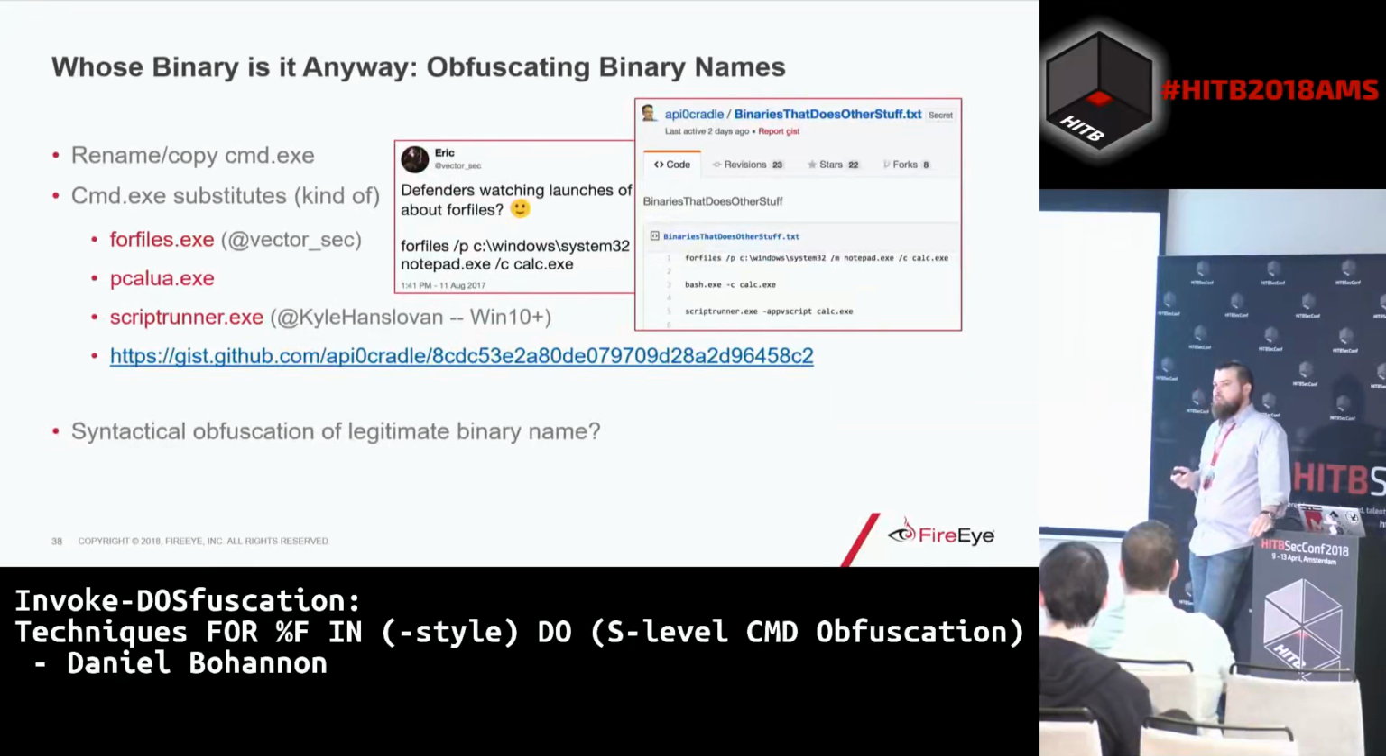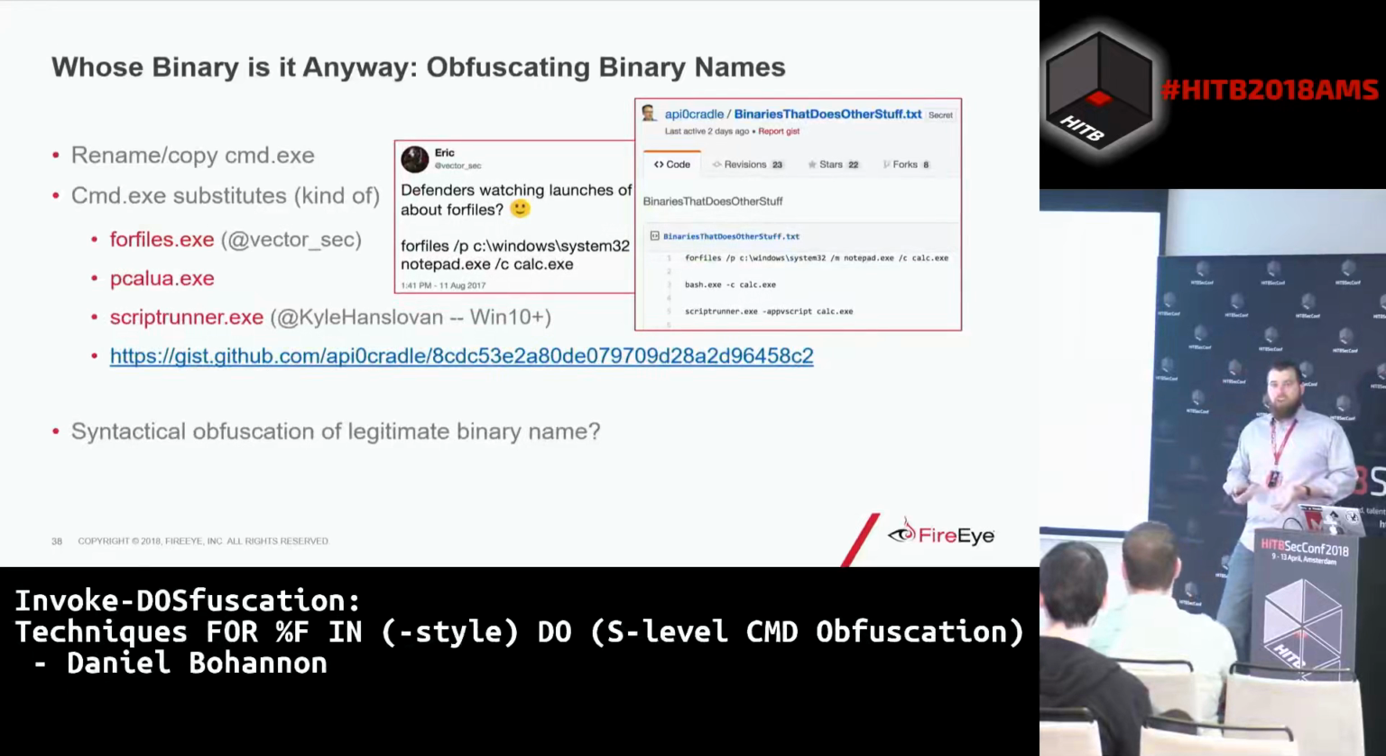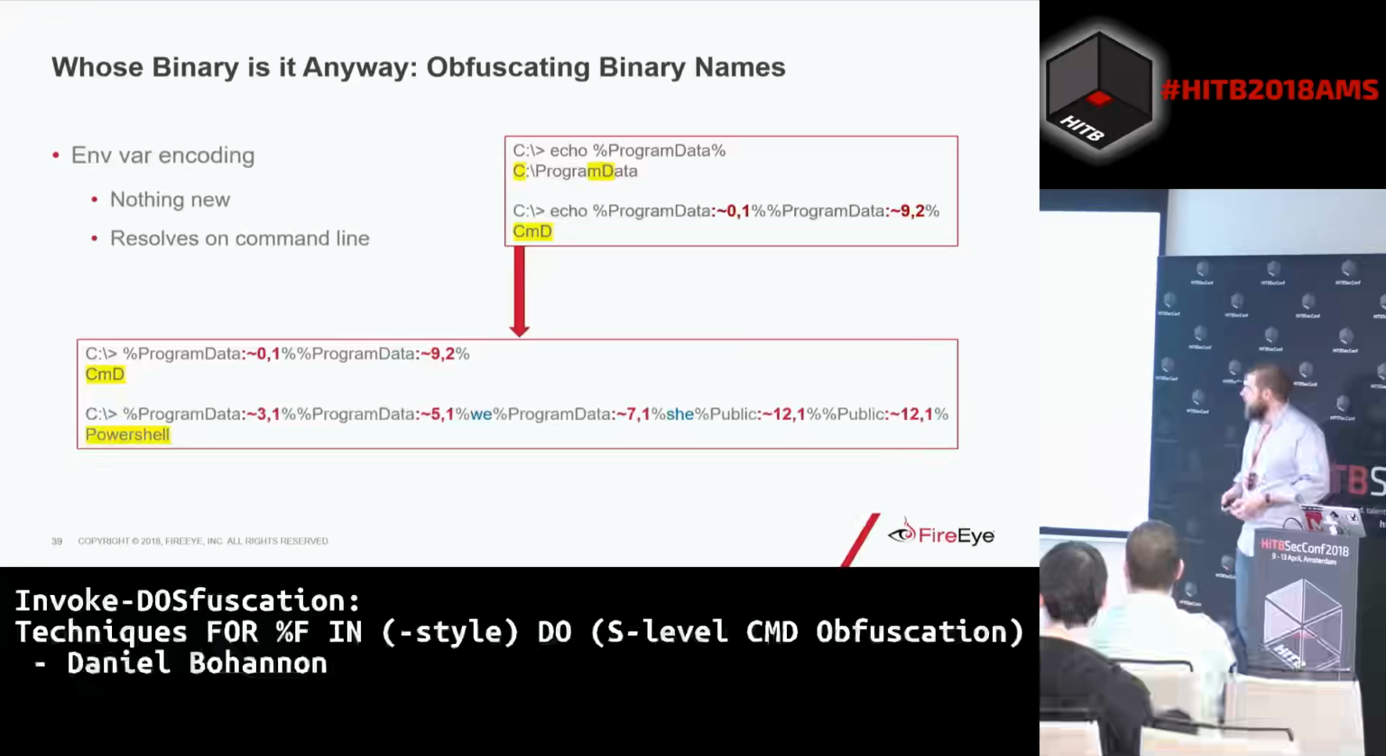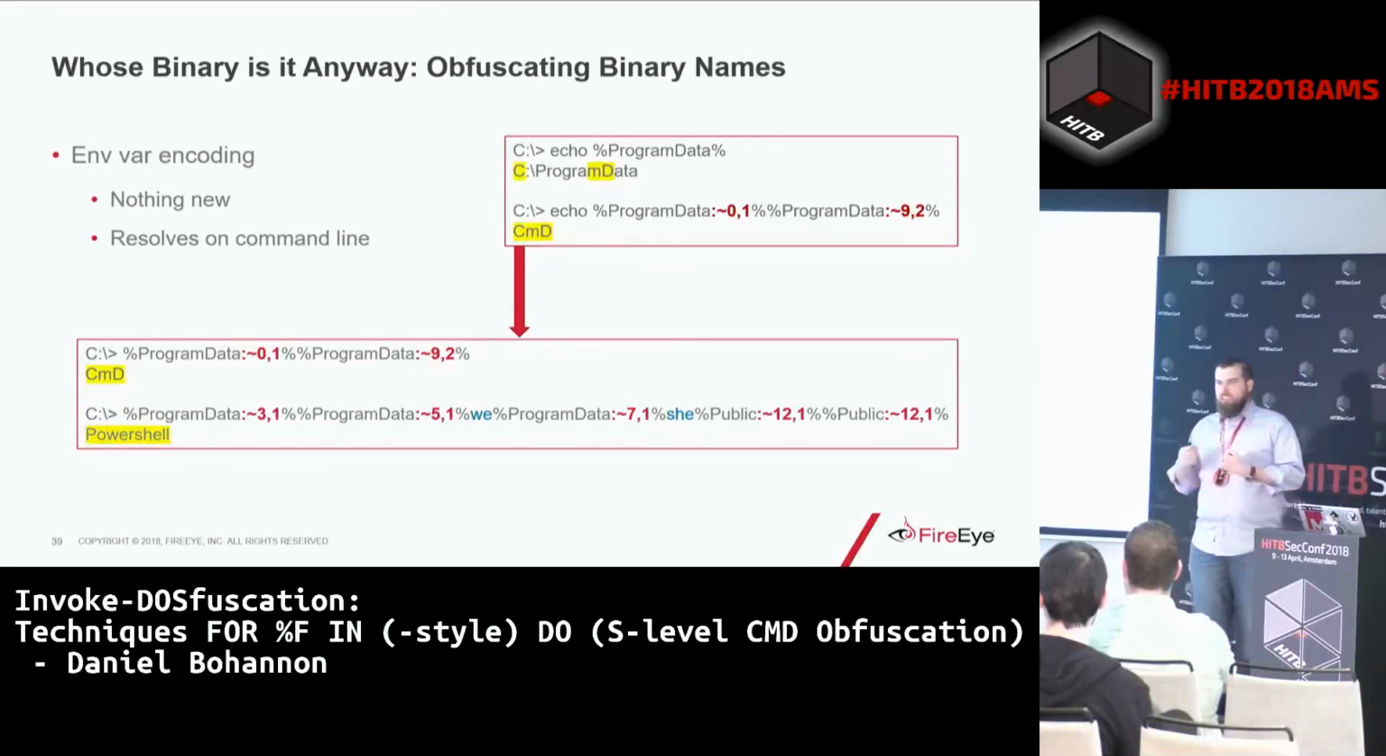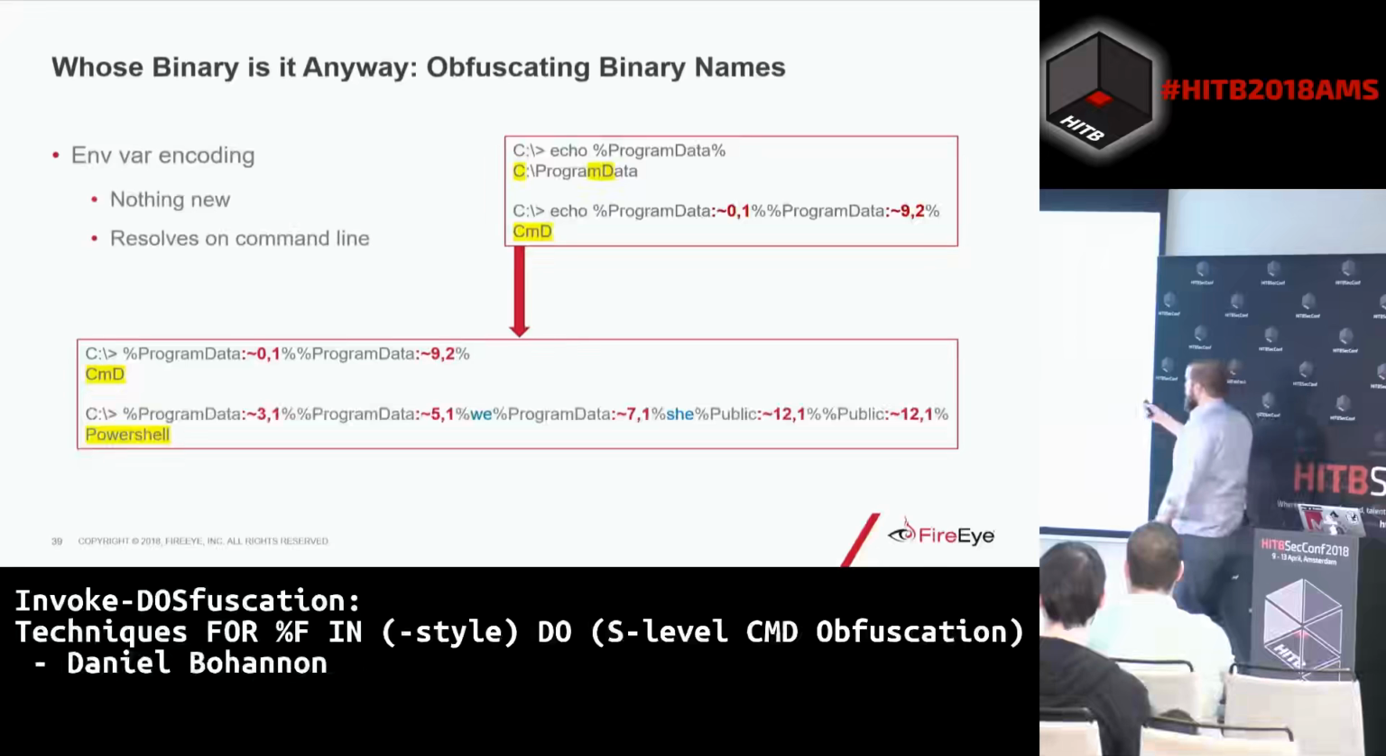What I'm talking about is ways to obfuscate the legitimate binary name on the command line. One way we can do this is to use known environment variables and concatenate their substrings. So what do I mean? Well, if we just echo ProgramData, on my system, the C drive is C:\ProgramData. So what if we take the very first character and then the 9th and 10th characters and piece that together? Well, we can use this substring syntax for environment variables and do just that.